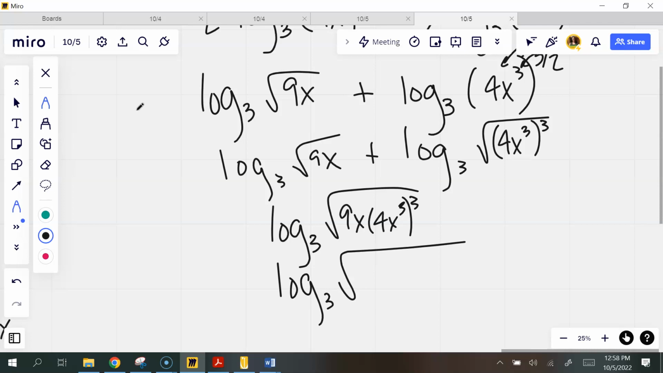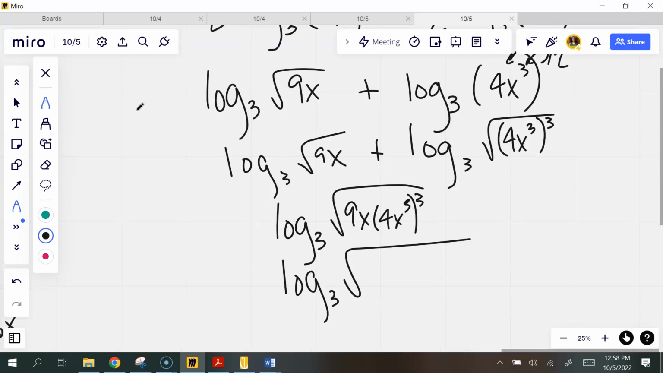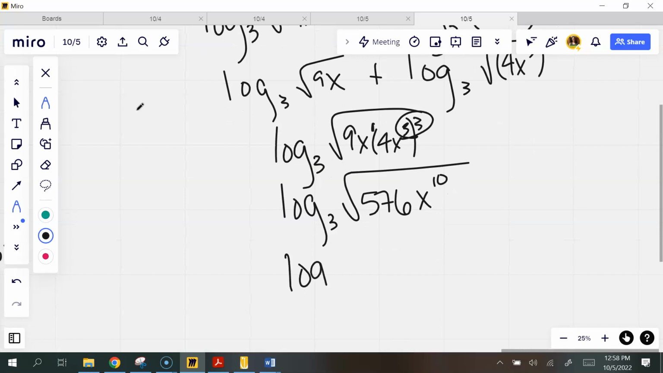What's 9 times 64? Times 9. 576. I've got 9 x's and one more x to the 10th. Is 576 a perfect square? Yes. Log base 3 of 24 times the square root of x to the 10th. What's the square root of x to the 10th?